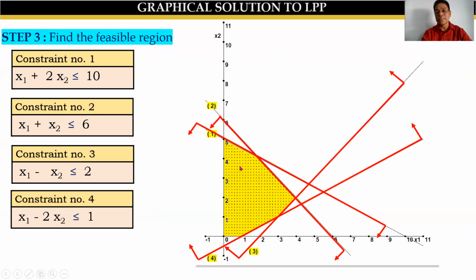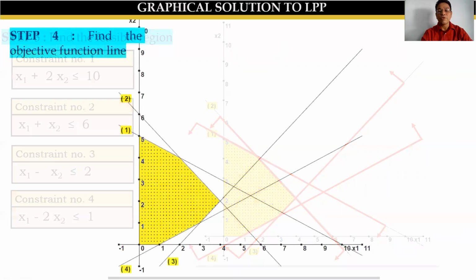But we are not interested in just a feasible solution. We are interested in the optimal solution. So where would we get the optimal solution? We would get it at this point or this point. We'll name these points in the upcoming slides and see where exactly we get the optimum value of Z.